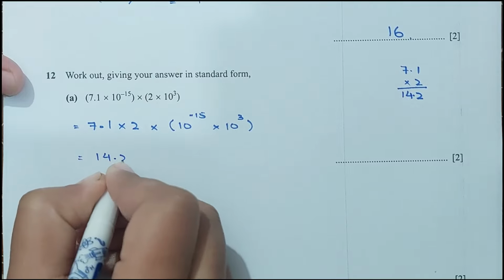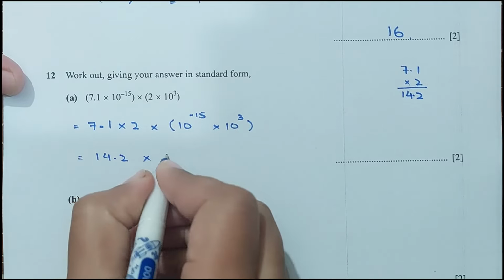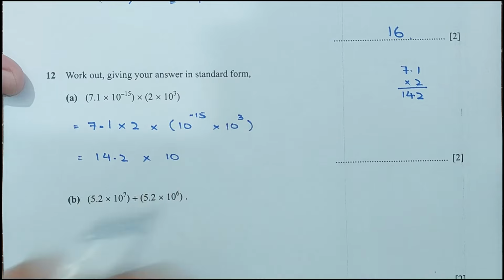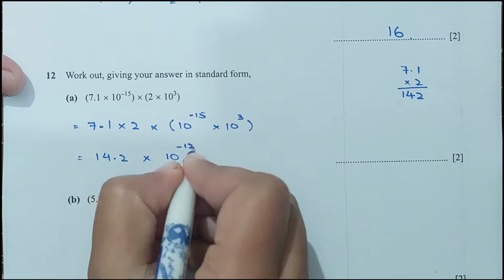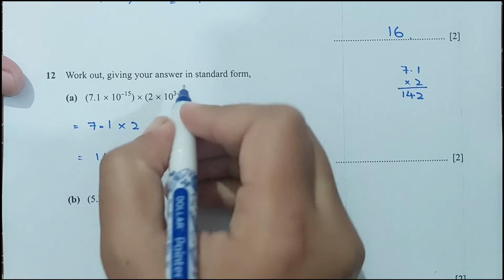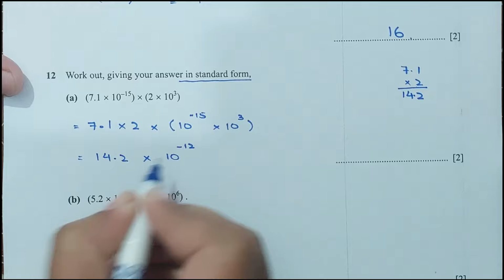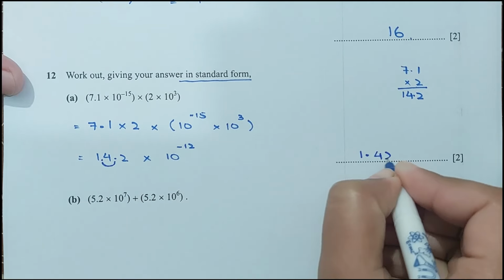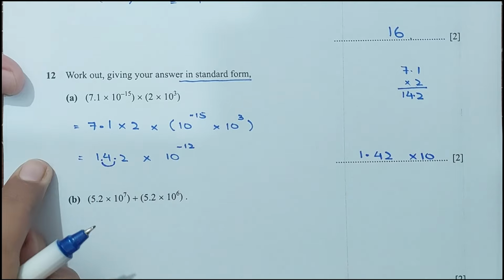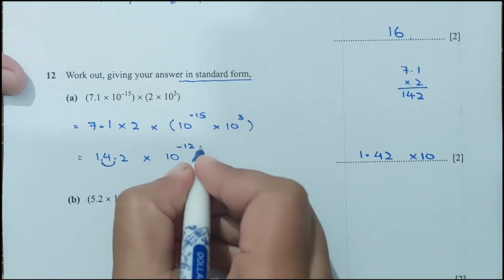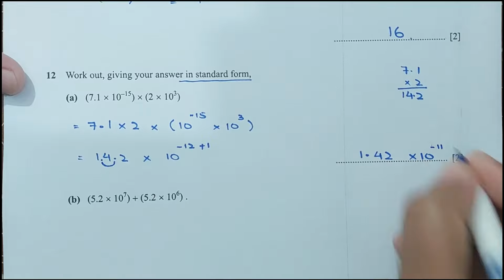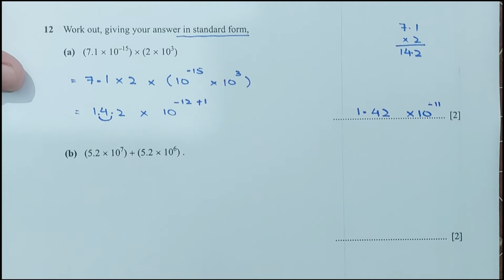This is 14.2 times. When the bases are the same, we can add the exponents. From negative 15, when we take away 3, that is negative 12, 13, 14, and 15. Yes, it's negative 12. Okay, now to find the answer in standard form, move the decimal point 1 unit to the left. So it becomes 1.42 times 10 to the power. When we are moving to the left, we have to add 1 to this power, and when we are moving to the right, we subtract. So adding 1, it's negative 11.